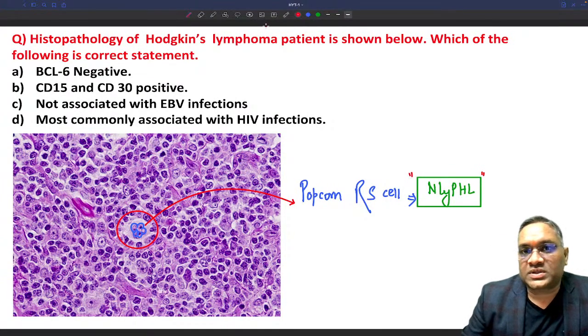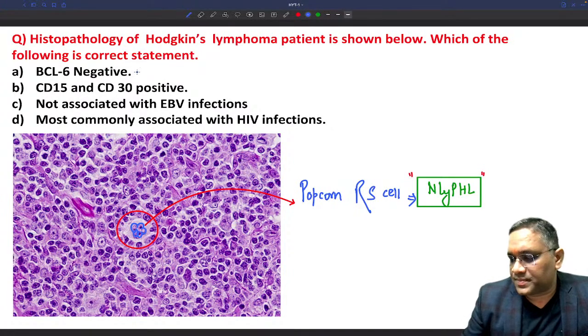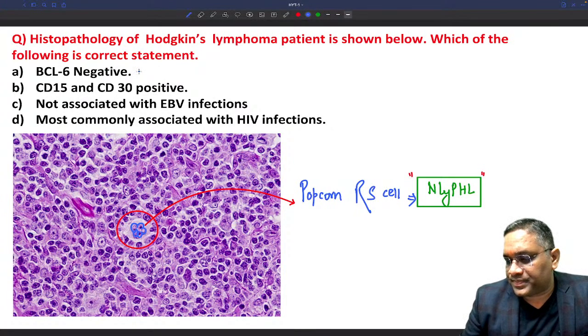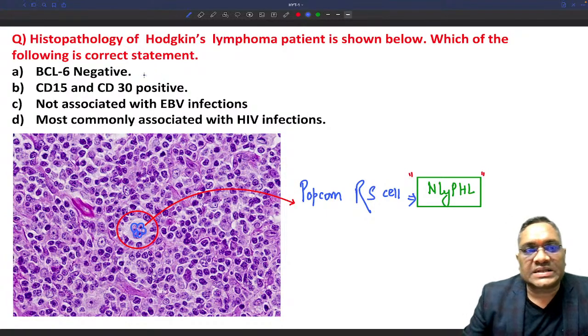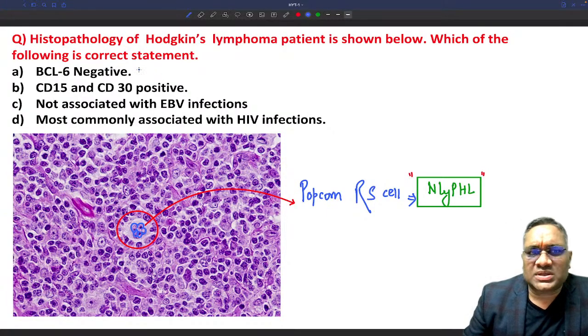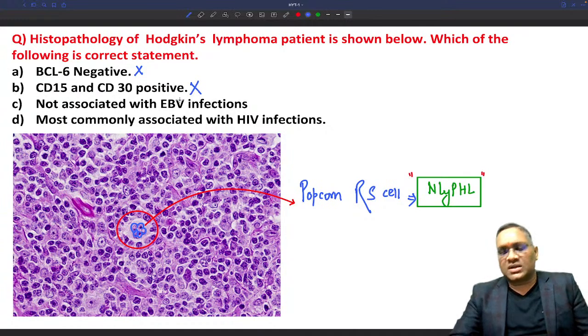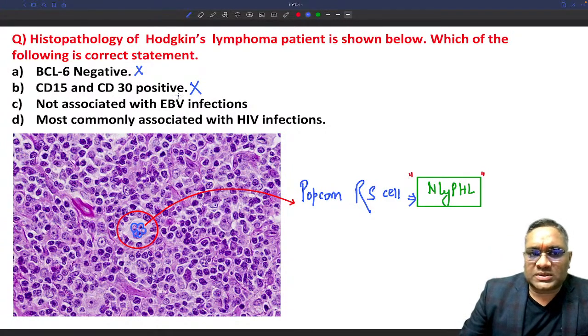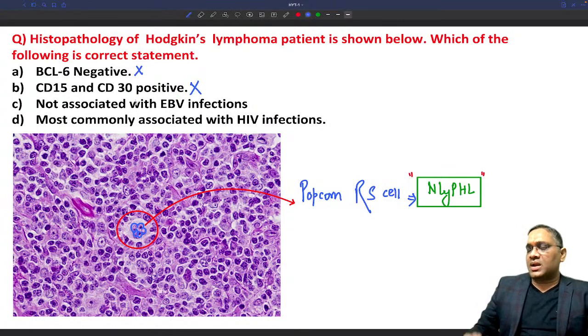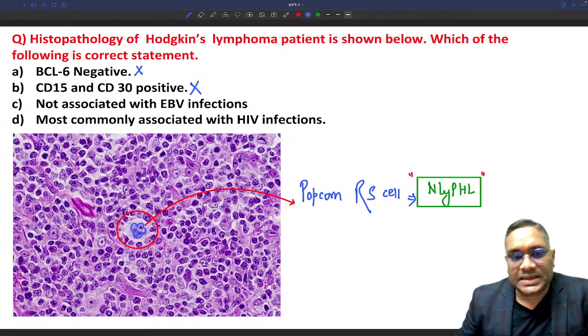True or false? First statement. Can you tell me in the comment box? BCL6 will be positive. So that is a false statement, right? I'm just cutting it out. Next statement: CD15 and 30 positive. CD15 and 30 are positive for classical Reed-Sternberg cells. That is also a false statement. They are 15 and 30 negative, and they'll be positive for BCL6, right?